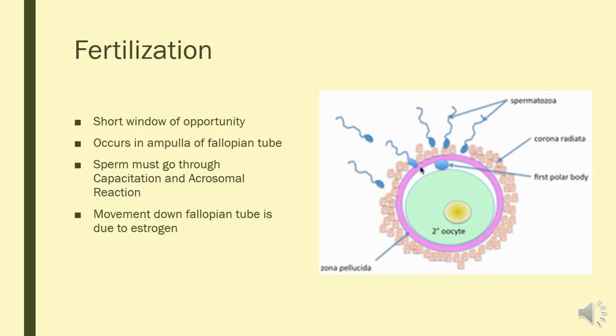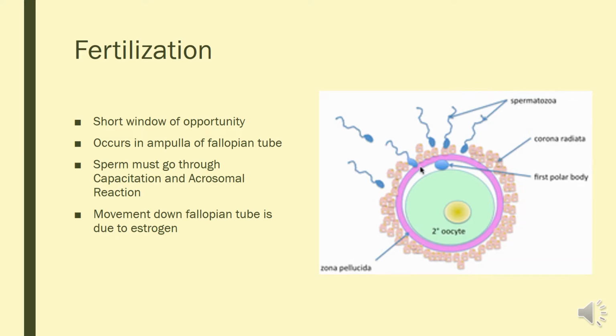Ova are fertile for 12 to 24 hours after ovulation, while sperm are fertile for about 2 to 3 days in the female reproductive tract. Some sources list sperm as fertile for up to 5 days in very ideal conditions. This leaves a short window of opportunity for fertilization.